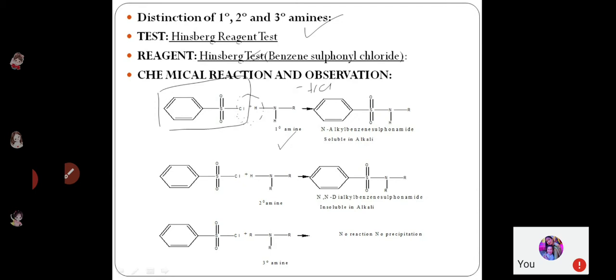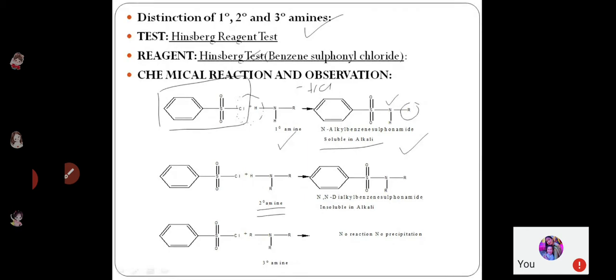So you'll get this compound. So this is an amide, a sulfonamide. And since an alkyl group is attached on N, it is an N-alkyl benzene sulfonamide. And this product is soluble in alkali, like sodium hydroxide or potassium hydroxide. So that is how a 1 degree amine reacts: with sulfonyl chloride it will give an N-alkyl benzene sulfonamide product, and that product will be soluble in alkali.